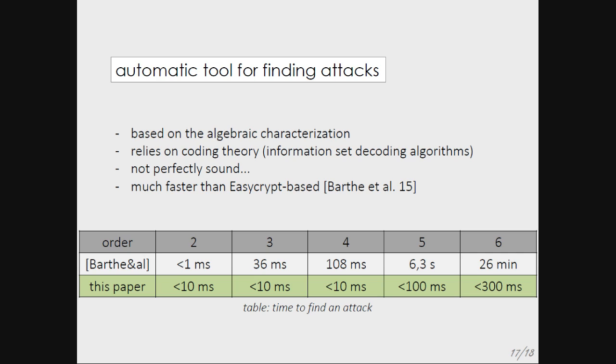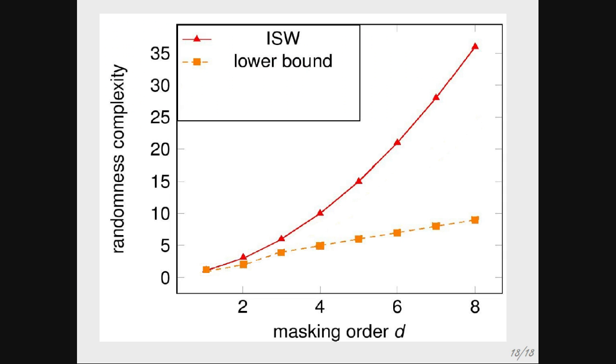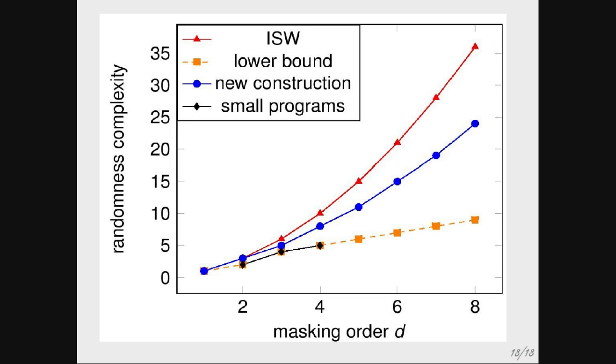So here are the results of the performance. Just to summarize our results, here was ISW, the state-of-the-art randomness complexity, with our lower bounds in orange. Then we built a new construction that halves ISW's randomness cost, which I didn't describe in this talk, but which is described at great length in the paper. And we also have a construction for small d's that actually reaches the lower bound that we defined. So thank you for your attention.